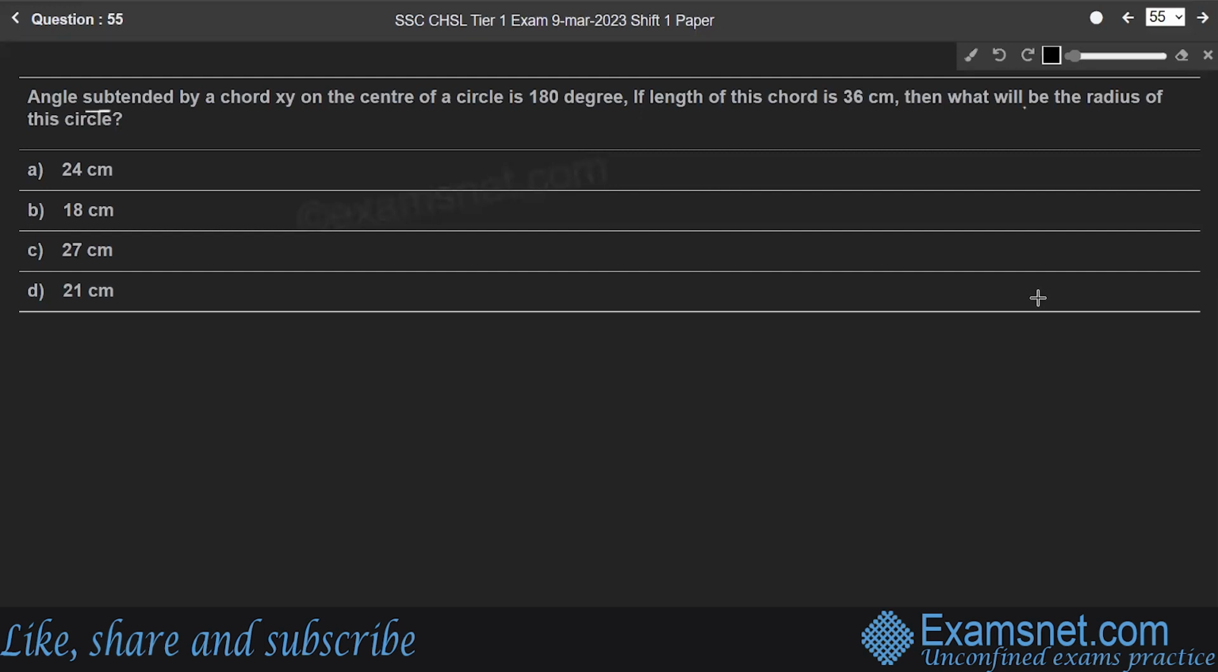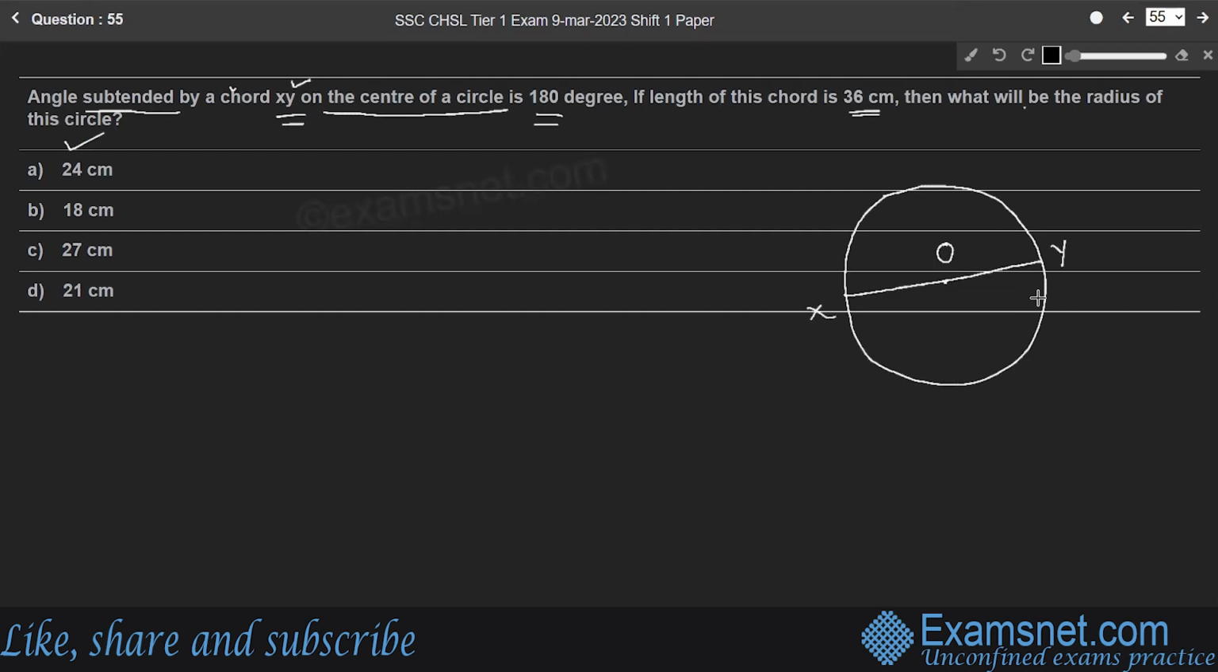Question 55. The angle subtended by a chord XY on the center of the circle is 180 degrees. If the length of the chord is 36 centimeters, then what will be the radius of this circle? So let us consider a circle with center O. Here, the angle subtended by chord XY on the center of the circle is 180 degrees.